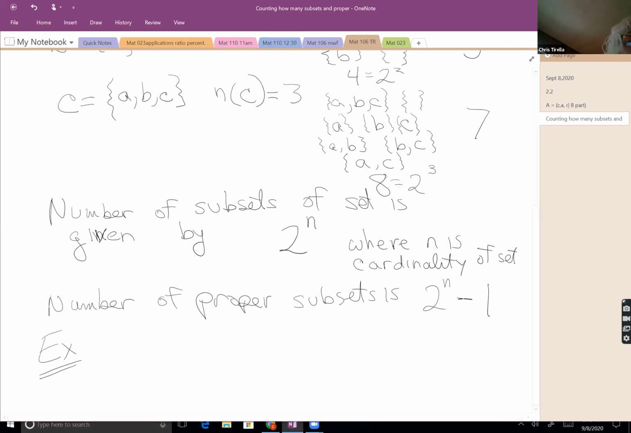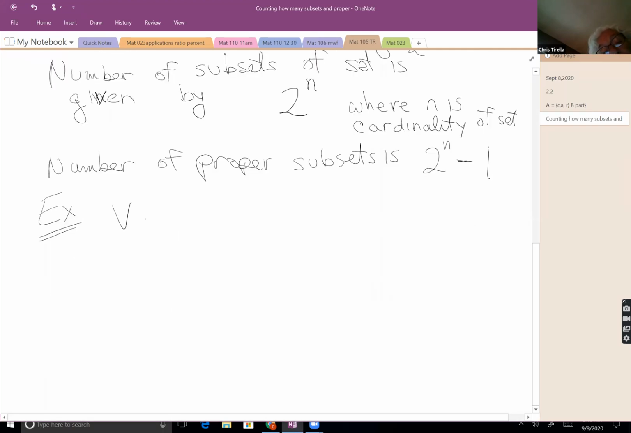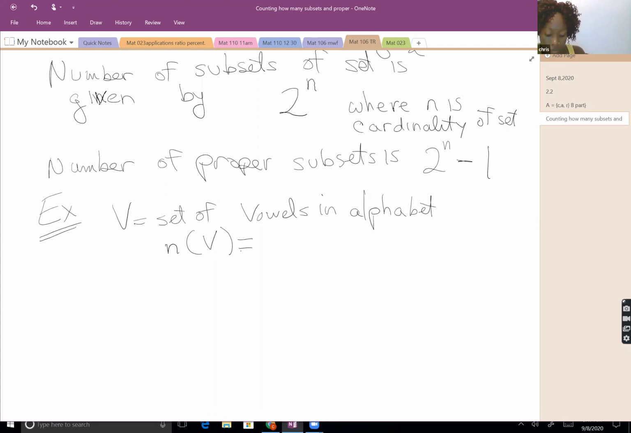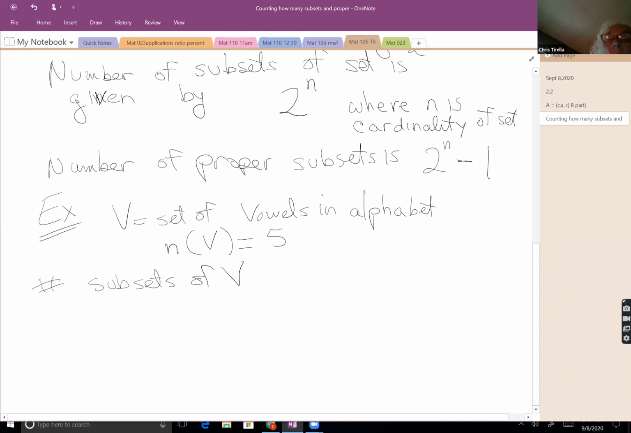But let's look at a couple other examples. Let's say that V is the set of vowels in the alphabet. What's the cardinality of V? How many vowels did we say we have? A, E, I, O, U: 5. Beautiful. So the number of subsets of V is 2 to the 5th. And when we take 2 to the 5th power, 2, 4, 8, 16, 32.